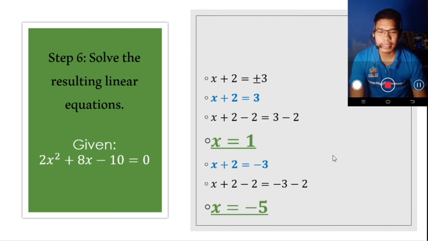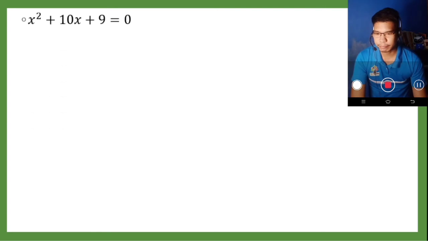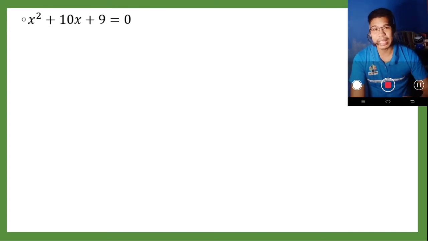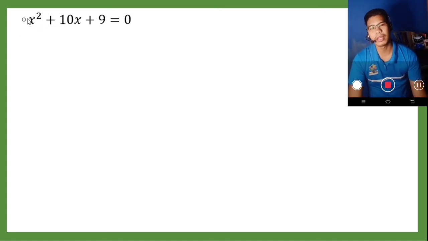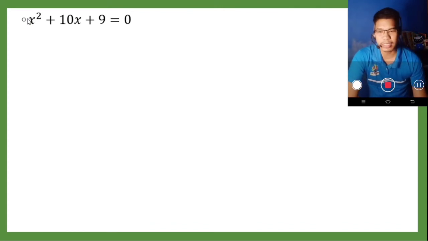Okay, let's have another example. This time, let's do it step by step. So we have here x squared plus 10x plus 9 equal to 0. We go over now with the steps. The first thing to do, as you can see now, for step 1, we don't have the numerical coefficient of x squared. If this happens, we skip step 1. Since we don't have the numerical coefficient for the quadratic term, skip step 1.